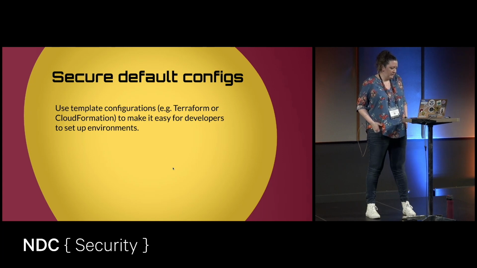Secure default configs. This is just something that kind of helps with testing environments, but if you can use template configurations. I know I've had a lot of engineers just spin up testing environments with production data that are not secured at all. Take that ability away from them.